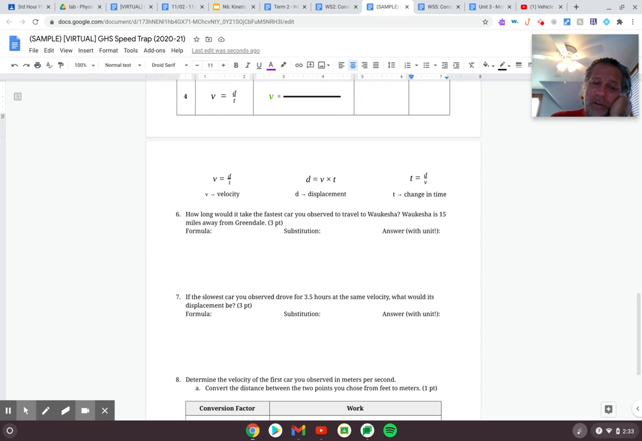In number 7, it says the slowest car you observed drove for 3.5 hours at the same velocity. What will its displacement or distance be? So we're trying to figure out how far it would travel in 3.5 hours. So that's probably a good indication that it might be a distance problem.